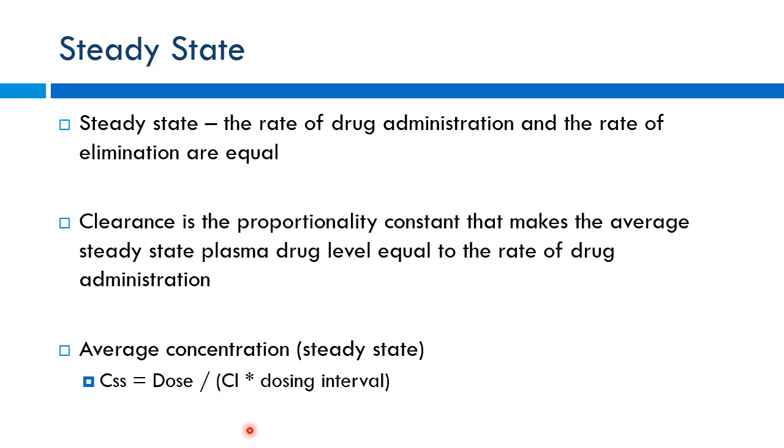Okay, that makes sense. If clearance goes down, what does that do to my CSS? That should increase it as well, right? Because I'm clearing it to a lesser degree, so those levels should start to increase. If my renal function takes a hit, then I should see those levels start to climb up. And then the dosing interval is also going to be a factor here. So if I'm giving it, say, Q24 hours versus Q12 hours, which one do you think would have a higher average steady state concentration?